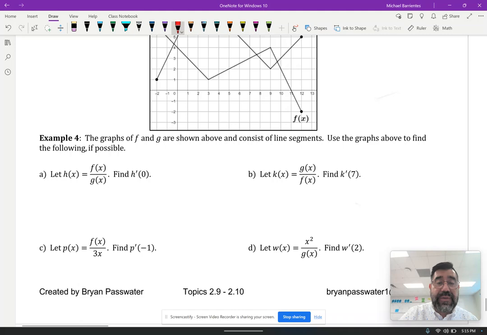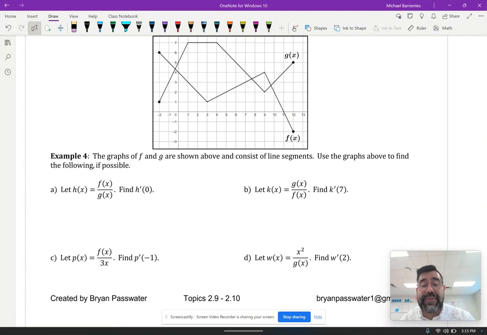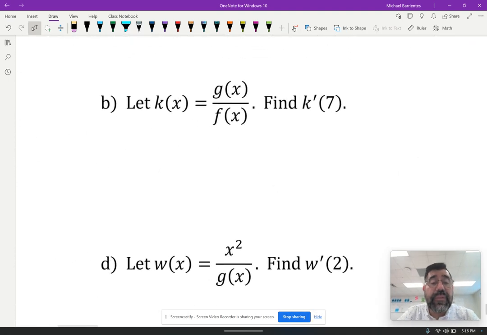I'd rather use this video to look at some setups like the ones on the bottom, where we are given functions in terms of graphs, and we have to find the derivative of that function at a specific point. I'm actually going to do B and D, and then I'll let you do A and C as practice if you want to check it when we get to class the next time. All right, we're looking for the derivative of k, but k is a quotient setup.